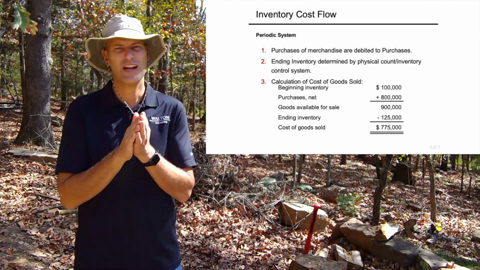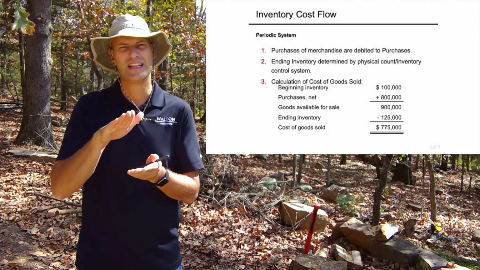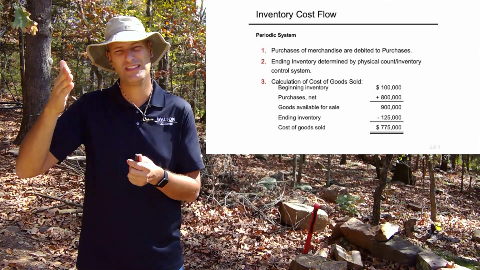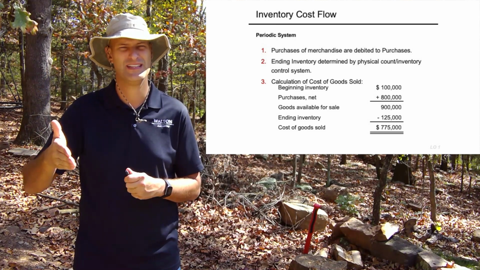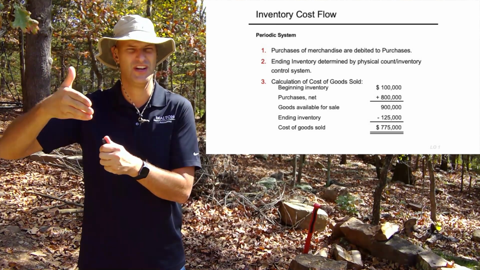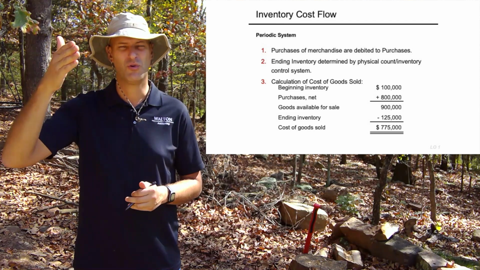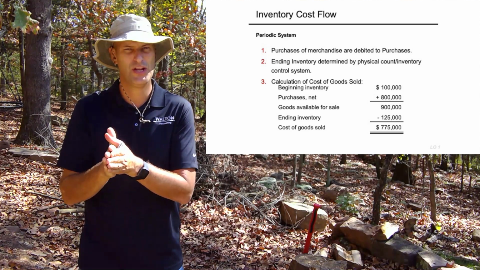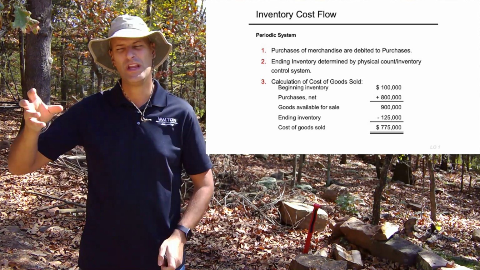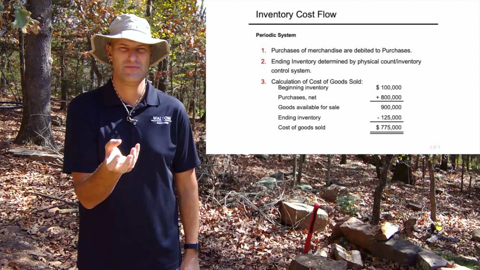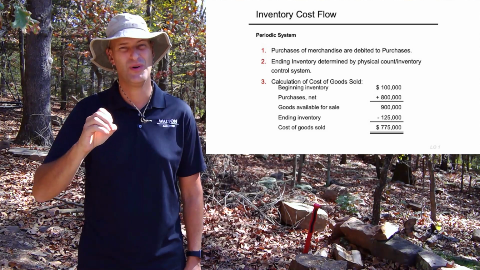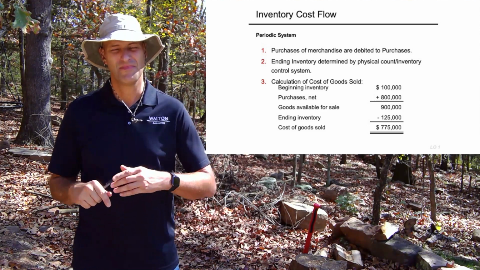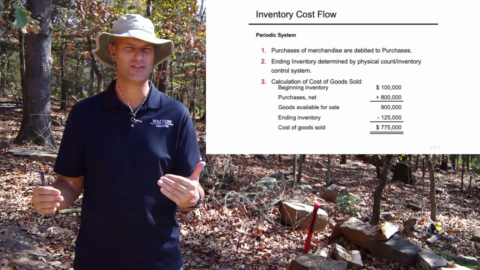So in a periodic system, we only periodically update the inventory account, essentially at the end of the period, because we're talking about financial reporting, which is done at the end of the period. We're going to run a report and update inventory at the end of the period. How we do that is we ask, how much value do I have in my inventory account now? And I use that to back into what the cost of goods sold is for the period.